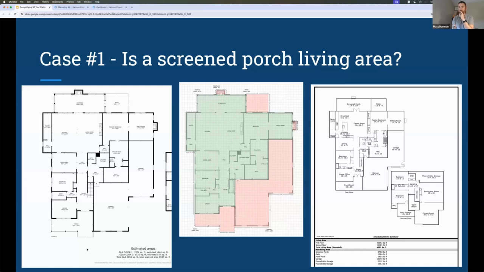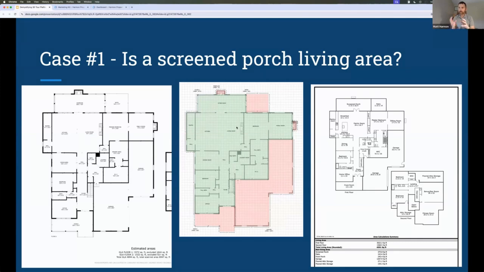What we've got here is an example of a scan that someone did on a house. A client reached out to us and had us go back and measure it again because they thought there was an error with the square footage. So with this one, the scan is on the left. This thing in the middle is kind of the math behind the scan.